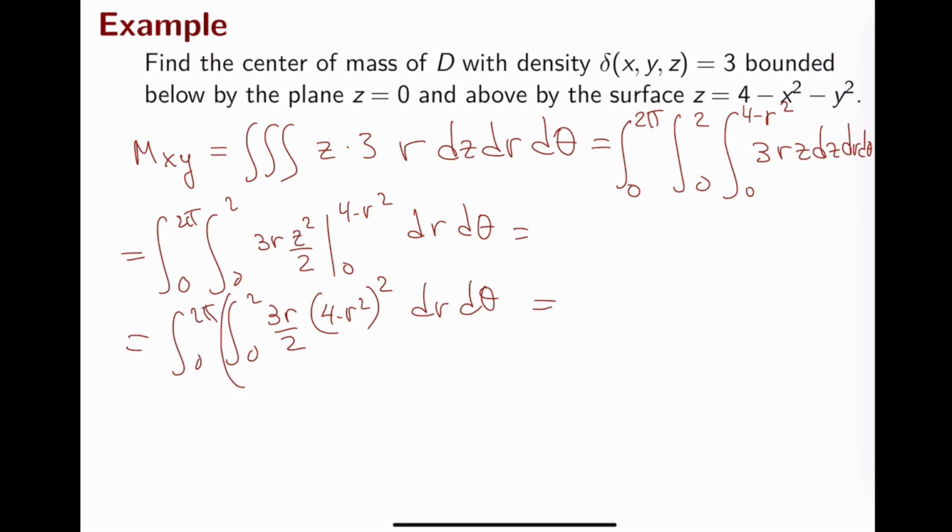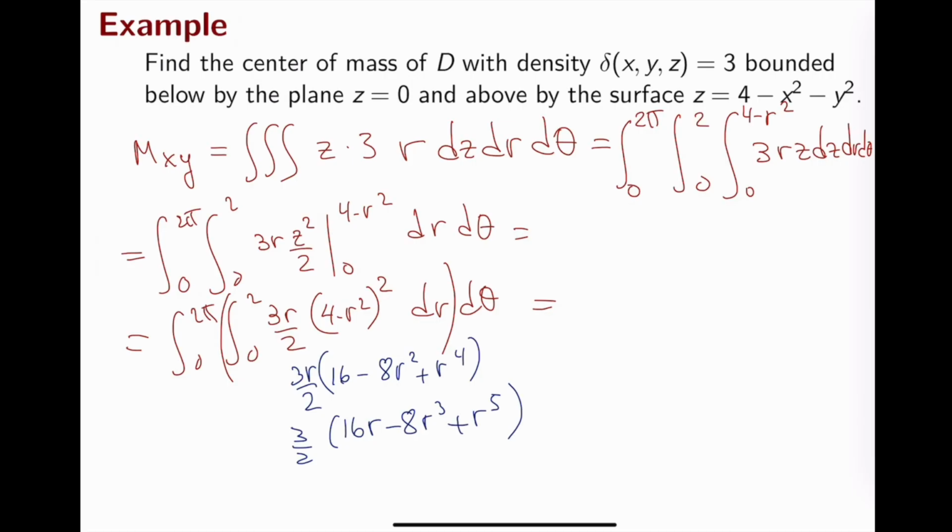Okay, so now the next integral to do is this integral with respect to r. Let's expand this square, so that will be 16 minus 8r squared plus r to the 4, and this multiplied by 3r over 2. So let's do these operations. And now this is the function that we need to integrate.